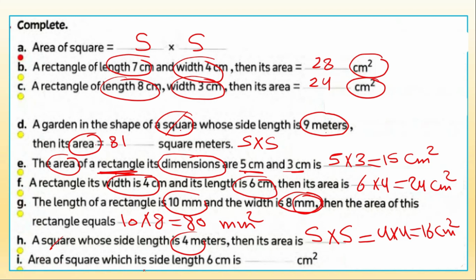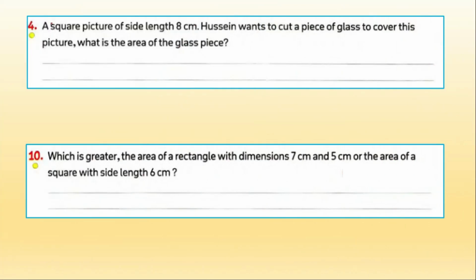Area of a square which has side length 6 centimeter. Square and area, meaning we want the area of a square and they give me the side length. Okay, so multiply 6 times itself equals 36. Okay, so let's show the next story.